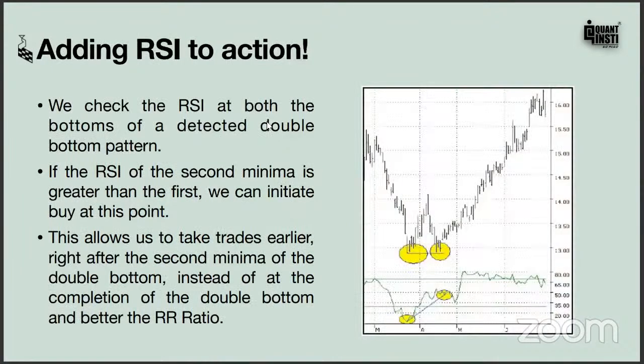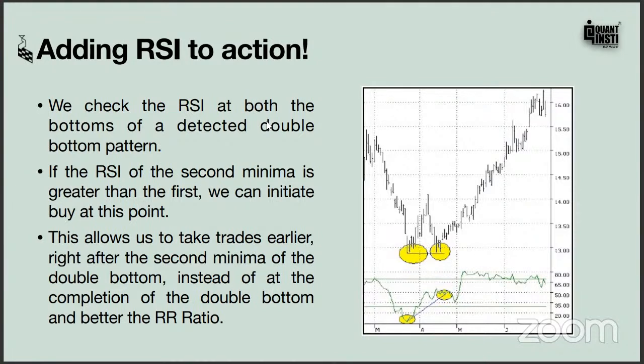So for the RSI now, if someone was just trading based on the simple double bottom pattern, they'd first identify the whole double bottom pattern and then trade at its peak, when the pattern ends completely. But what adding RSI allows us to do is, as soon as we identify the second bottom, even if the double bottom pattern is not completed, we still have both the bottoms, and we can check the RSI at both those points.